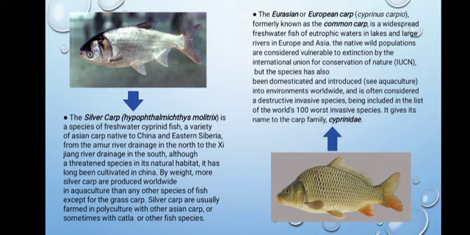Next is the Eurasian or European carp, or Cyprinus carpio, formerly known as the common carp, is a widespread freshwater fish of eutrophic waters in lakes and large rivers in Europe and Asia. The native wild populations are considered vulnerable to extinction by the International Union for Conservation of Nature, or IUCN, but the species has also been domesticated and introduced into environments worldwide and is often considered a destructive invasive species, being included in the list of the world's 100 worst invasive species. It gives its name to the carp family Cyprinidae.